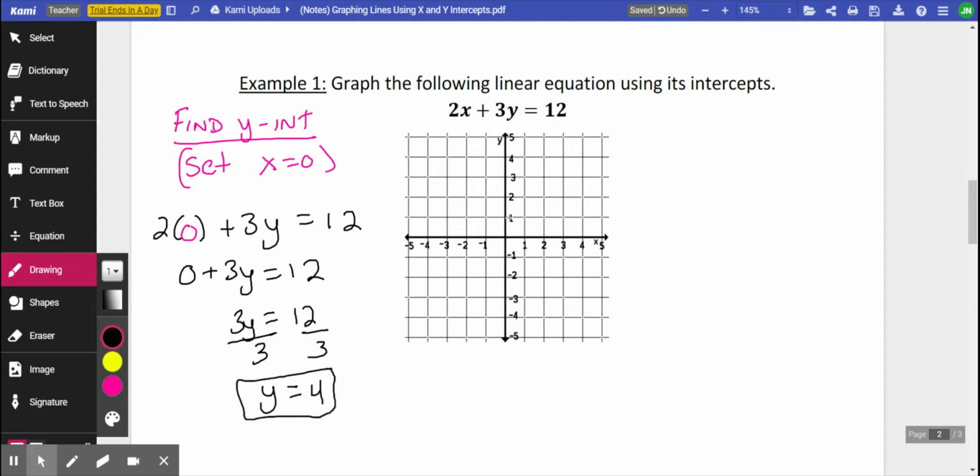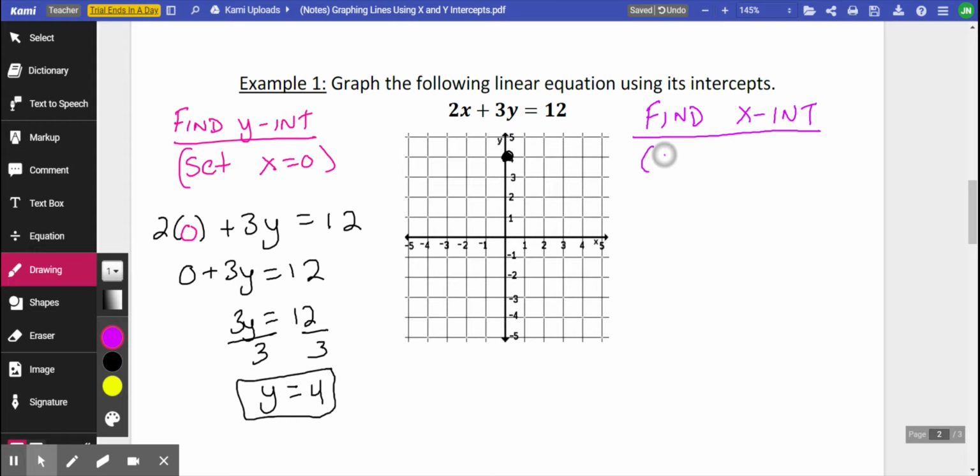So that means all I have to do is go up 1, 2, 3, 4 spaces. Boom, there's my first point. And in order for me to graph a line, all I need is one additional point. So let's do that on the other side. So now on this side, we're going to find the x-intercept. So we're going to figure out where it crosses the x-axis.